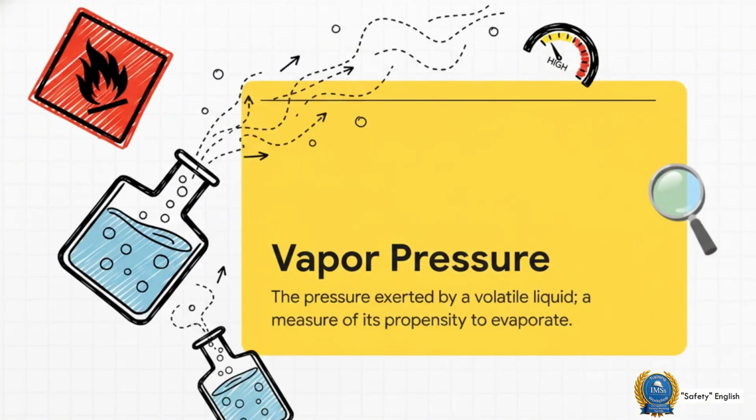Well, the answer is our first big technical term for the day, vapor pressure. Now, the official OSHA definition states that vapor pressure is the pressure exerted by a volatile liquid. It's a measure of a liquid's propensity to evaporate. But let's translate that into plain English, right? On the shop floor, it just means how easily a liquid turns from a liquid state into a gas or a vapor. That's it. Higher vapor pressure, it gives off vapors a lot more easily.